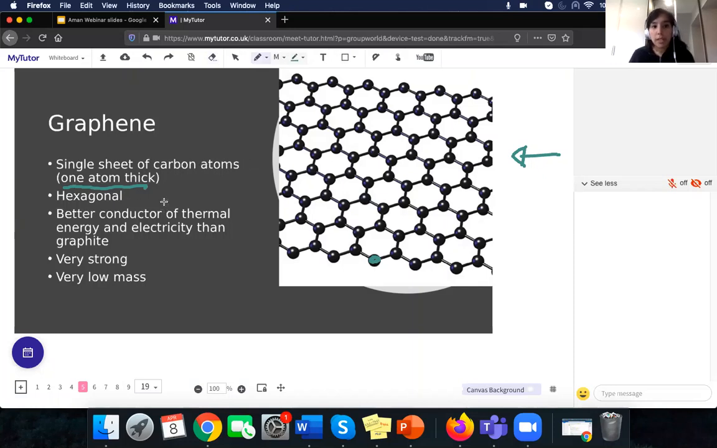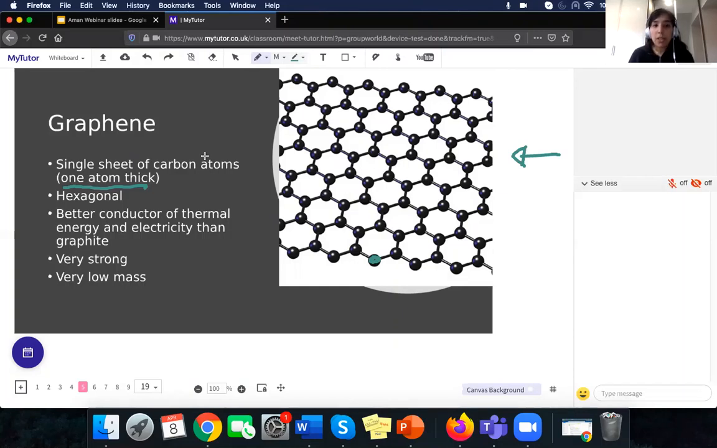Okay, the next thing is that it's a better conductor of thermal energy and electricity than graphite. Sorry, someone's asking, is this part of OCR? Graphene is part of all exam boards. Fullerenes, not so much. Graphene is part of all exam boards though.